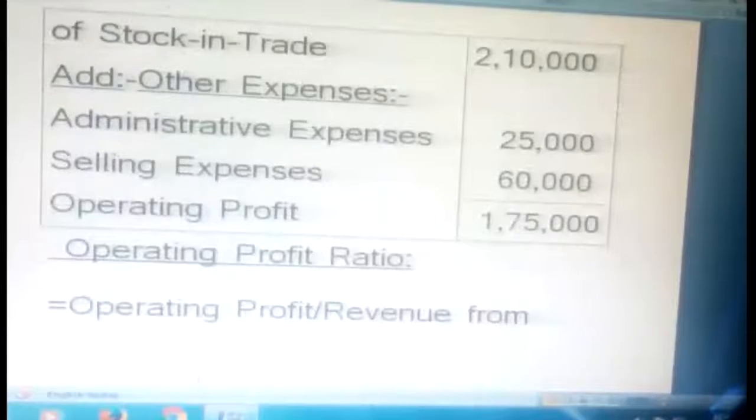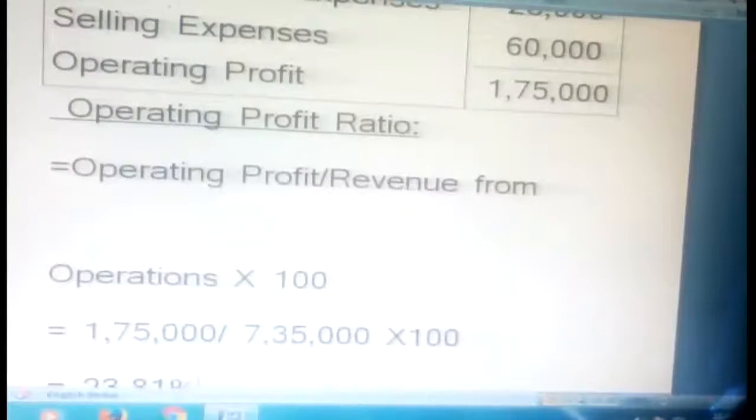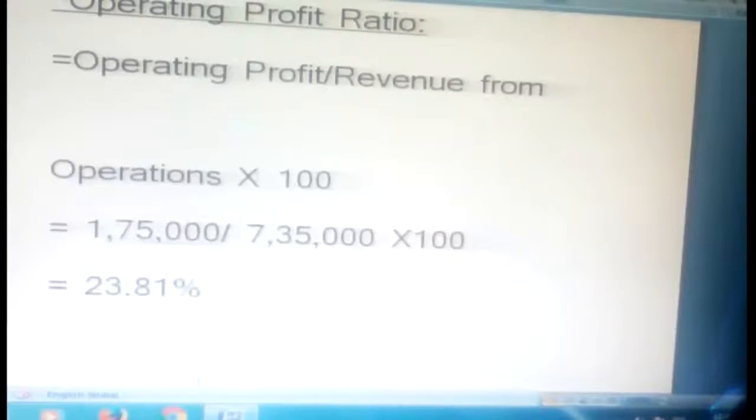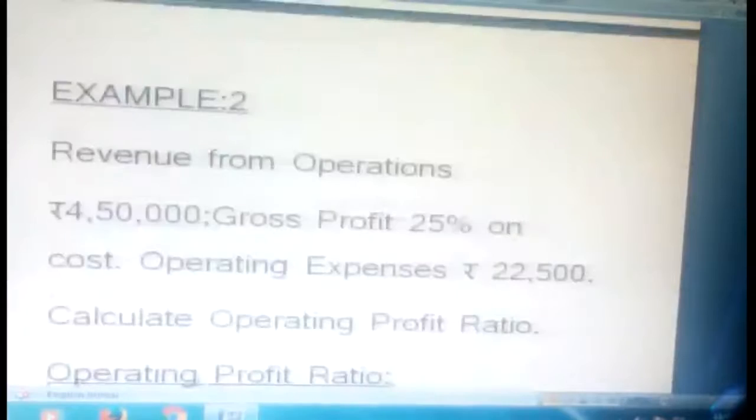So what is the formula here? You know, operating profit divided by revenue from operations into 100. When you substitute now, 1,75,000 is operating profit, which we just got. Then we know revenue from operations 7,35,000 into 100. We get our percentage, the operating profit ratio, 23.81%. Okay. Now moving to the next problem.